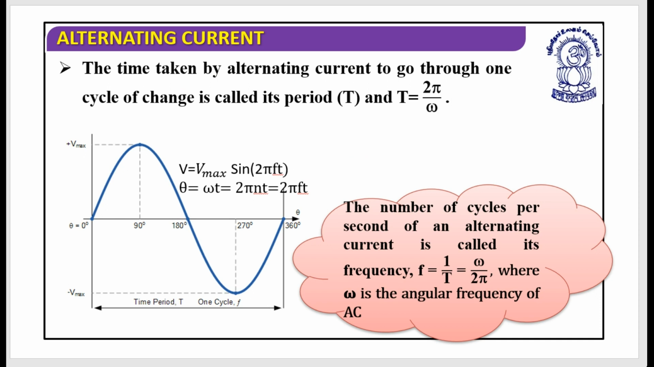Now, what is one cycle? We can say that the time taken by alternating current to go through one cycle of change is called its time period, and that time period could be written as T equals 2 pi by omega. So it is the time required to complete one cycle. But again, the question is, what is one cycle?